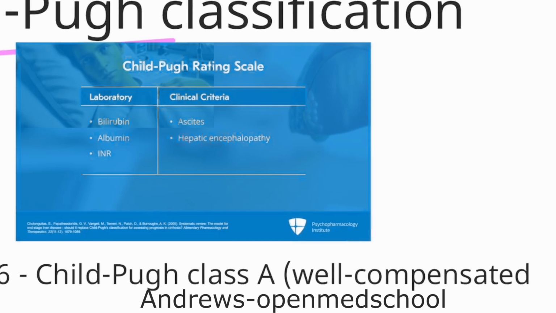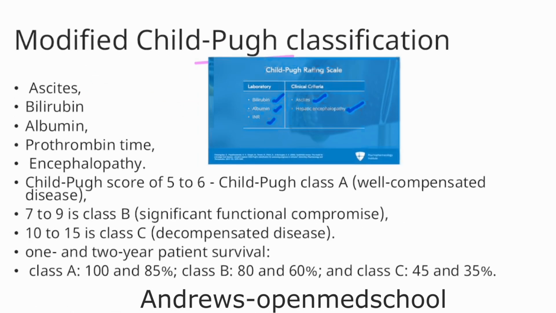The clinical criteria are ascites and hepatic encephalopathy. Laboratory findings are bilirubin, albumin, and INR. Based on this, you classify. The Child score 5 to 6 is class A, which is well compensated. 7 to 9 is class B, and 10 to 15 is class C, which is decompensated. And the survival depends upon the Child class.